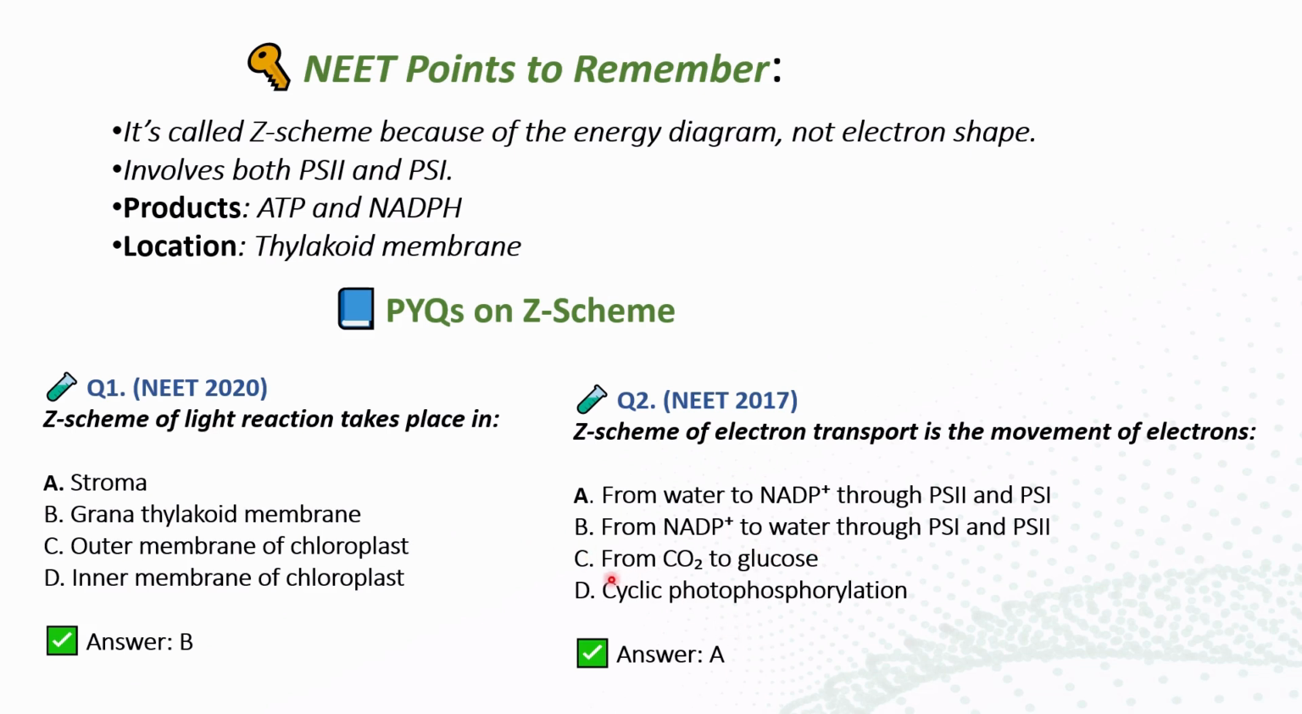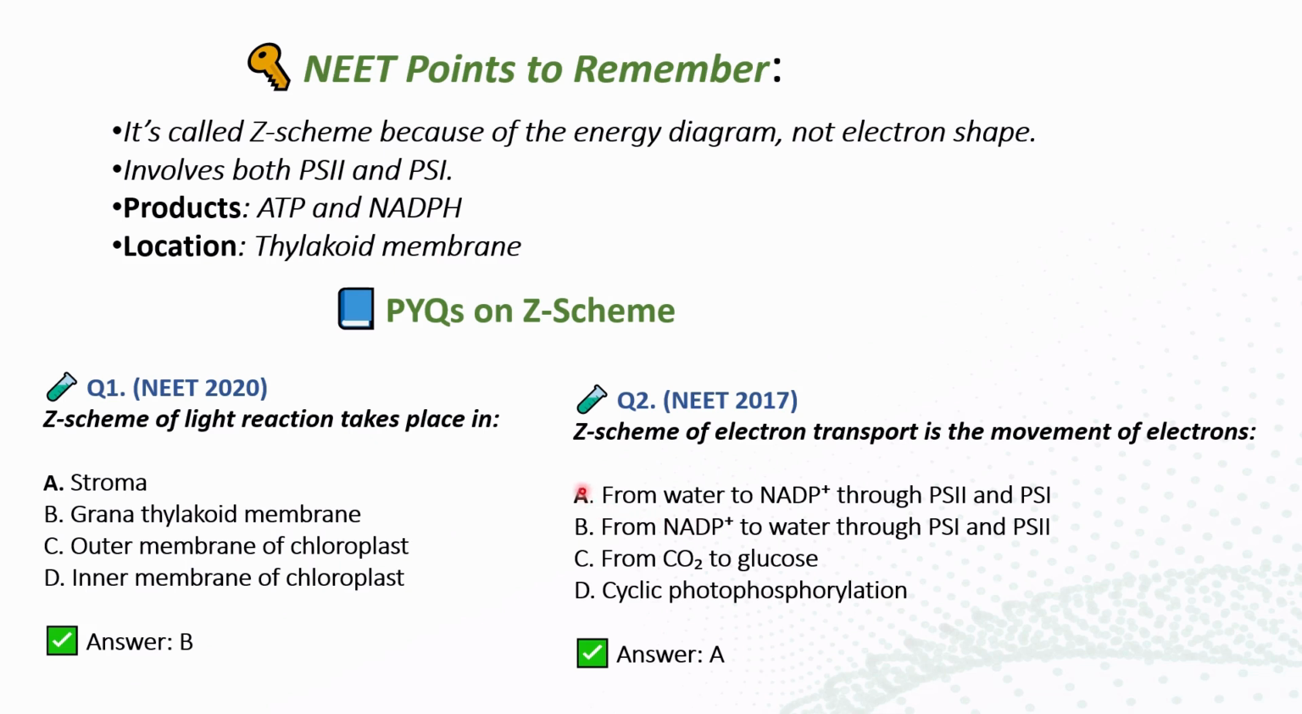Another one here, they are giving CO2 to glucose. Obviously in the light reaction of photosynthesis, you will not see the production of CO2 or glucose, so this is also wrong. And cyclic photophosphorylation, I am going to explain it, but it simply takes place in the PS1 itself. So the flow of electrons obviously takes place from PS2 to PS1, so this is also a wrong answer. Then the best option to consider here is nothing but PS2 to PS1, and then you can see that from water to NADP plus.